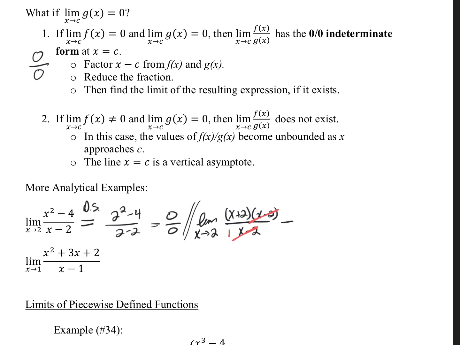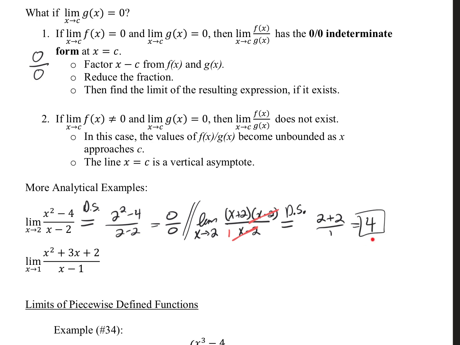And now that we have reduced, we try direct substitution again on this modified function. So what is the limit of x plus 2 over 1 as x approaches 2? This would be equal to, we just plug it in, 2 plus 2 over 1, which was just 2 plus 2. So what we get is we get 4.